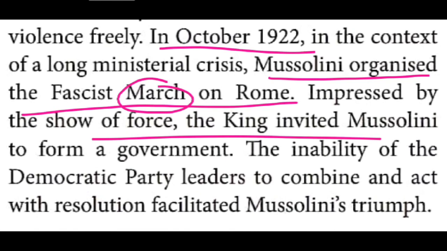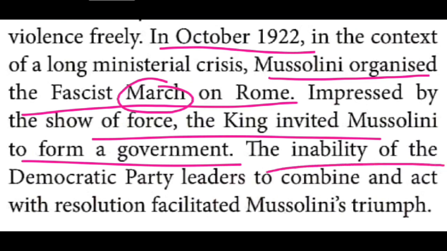Okay, how did it happen? He was impressed by the show of force. So he invited Mussolini and asked him to form the government. Victor Emmanuel II was the king of Italy at that time. He warmly welcomed Mussolini and asked him to form a government.